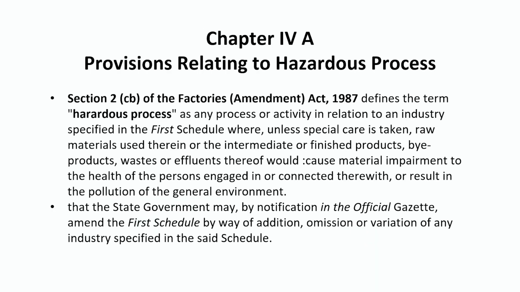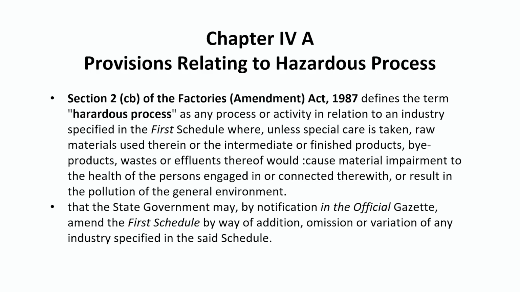Now chapter 4A relates to the provisions relating to hazardous processes. This was amended after the Bhopal gas disaster case in 1987, where the hazardous process has been defined and duty has been imposed if someone is dealing with a hazardous process. Special care has to be taken, like in the case of waste or effluents that can harm the public, for which the utmost duty has been cast upon the occupier. The state government may by notification in the official gazette amend the first schedule by way of addition, omission and variation of any of the industries specified in that schedule.